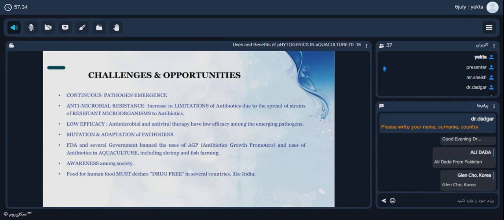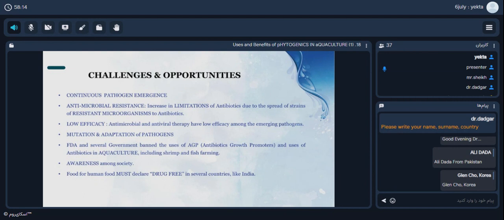Then antimicrobial resistance. This is becoming a big issue, which is increase in limitations of antibiotics due to the spread of a strain of resistant microorganisms to antibiotics. Low efficacy. Antimicrobials and antiviral therapy have low efficacy among the emerging pathogens. First, it takes time for us to understand what kind of pathogen this is, what is their mode of action, what is the characteristics and behavior of that pathogen, and that is already taking 3-4 years. And we have the major setback or losses.